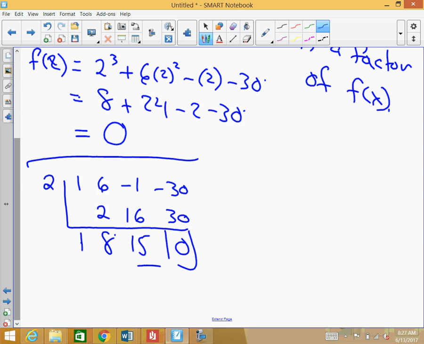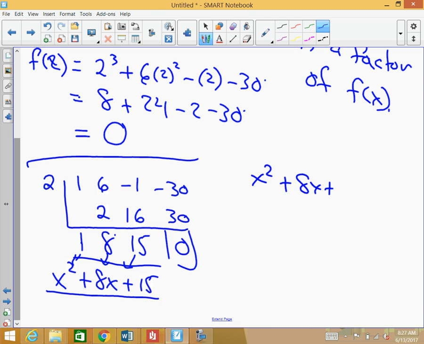Great. So what does this all mean? Well, this is now just the coefficients for the terms. This just means x squared plus 8x plus 15. So that's my answer when I divided. This gives us a trinomial that we can factor further. So x squared plus 8x plus 15 can be factored into x plus 3 and x plus 5.